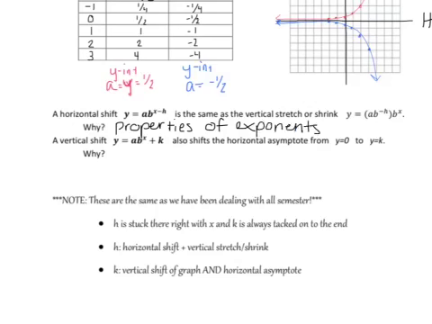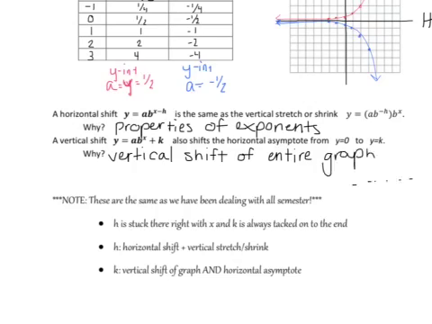Okay, and then the k. k shifts a graph up and down, right? So what that does is it also shifts the horizontal asymptote. It's a vertical shift of the entire graph, so that means it includes the asymptote as well. If our graph was out here, it'll go up k units. The asymptote just moves up with the graph.